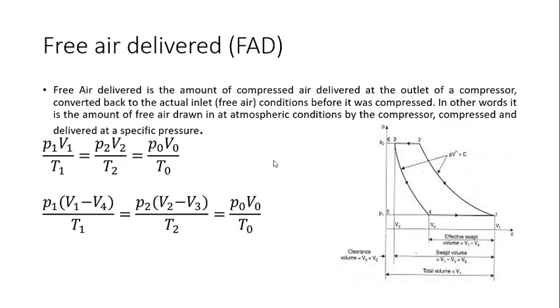Another important thing is free air delivered. The definition of free air delivered, or FAD, is the amount of compressed air delivered at the outlet of a compressor converted back to the actual inlet conditions before it was compressed. In other words, it is the amount of free air drawn in at atmospheric conditions by the compressor, compressed and delivered at a specific pressure.